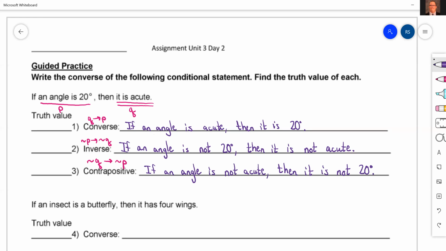Okay, so now they ask us for the truth value. We have to say whether each of these is true or false. So if an angle is acute, then it is 20 degrees. Does an acute angle have to be 20 degrees? No, it just has to be between 0 and 90. So that means this one is false.